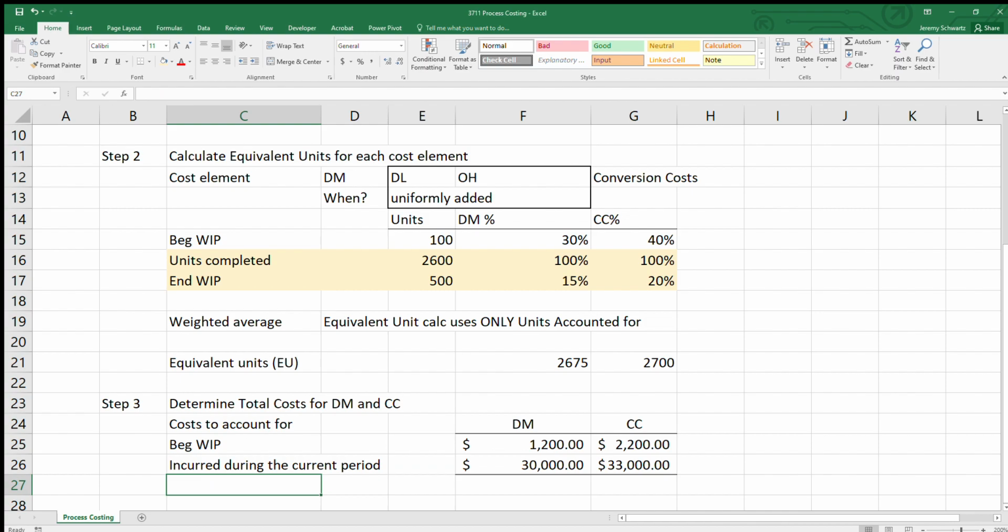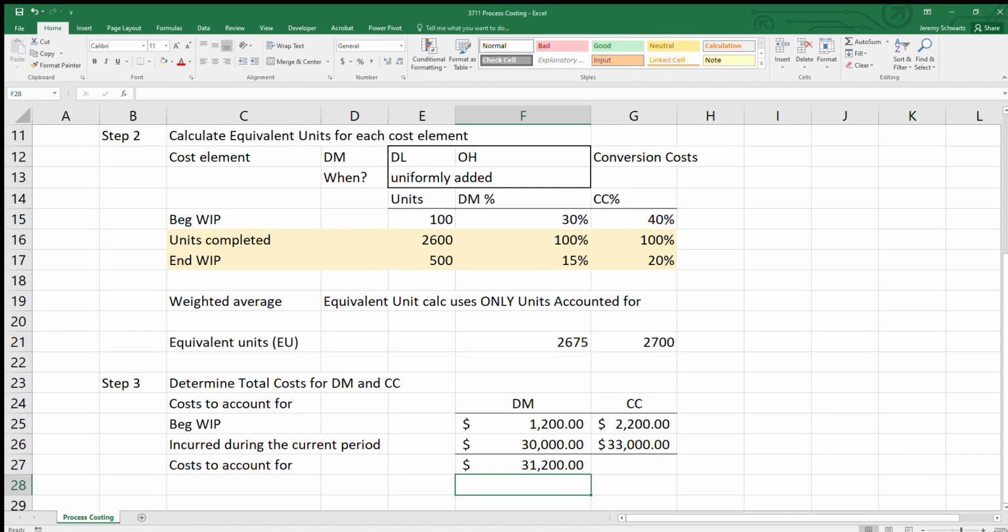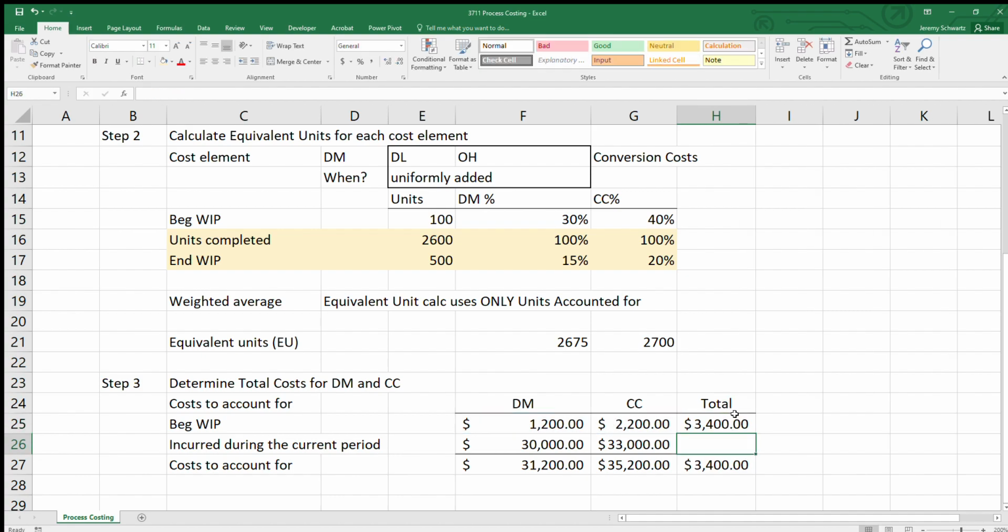So the cost to account for will be the sum of each of these. And for that matter, I'm going to drag this all the way across here. And then we'll have a total as well, so that we are able to have a tidy amount here. So we'll total this across direct materials and conversion costs, and drag that down there.